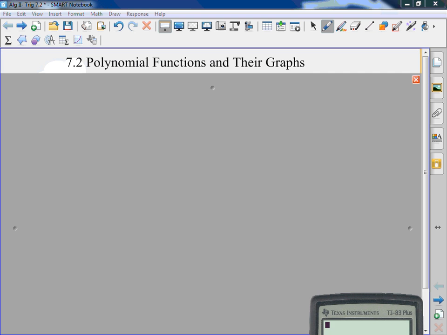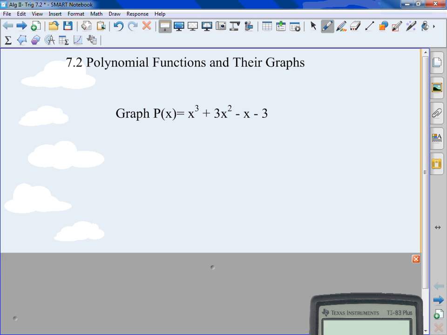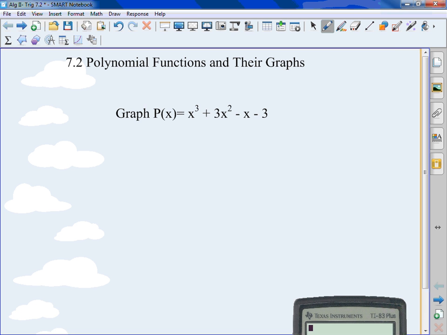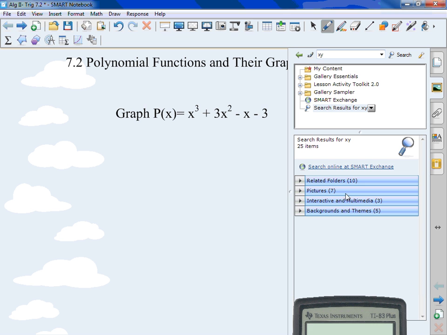4.2, polynomial functions and their graphs. 7.2. We're going to graph p of x equals x cubed plus 3x squared minus x minus 3. Actually, I'm not going to do that.